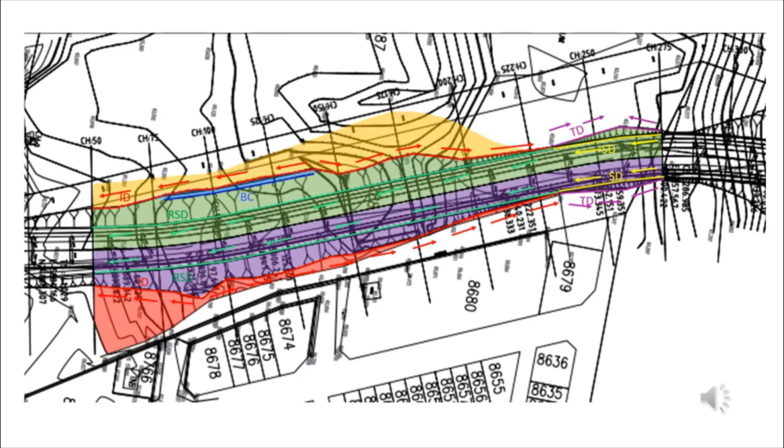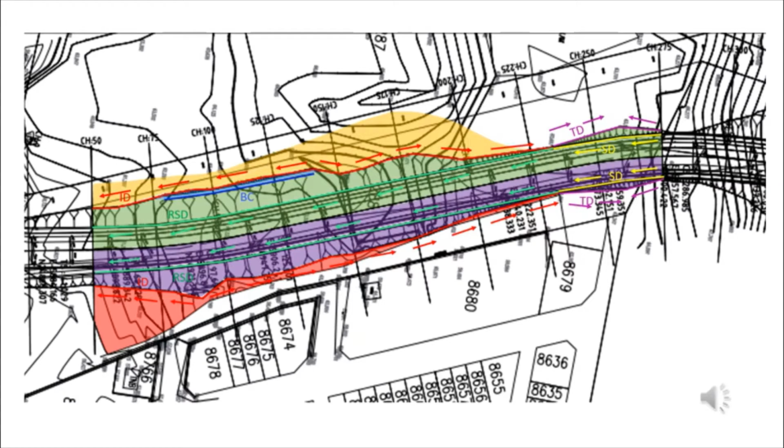From this figure, we calculate the developed area and the undeveloped area. We calculate the roadside drain and the shoulder drain as the developed area. For the interceptor drain, bench drain, and toe drain, we calculate them as the undeveloped area. Besides, we already labeled the direction of flow of each type of drain. The green line is the roadside drain, the yellow line is the shoulder drain, the blue line is the bench drain, the red line is the interceptor drain, and the purple line is the toe drain.